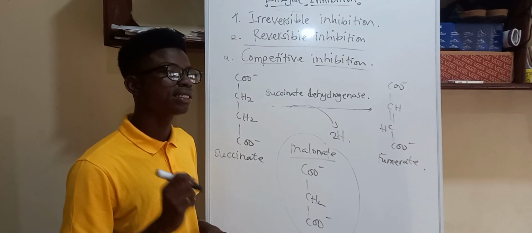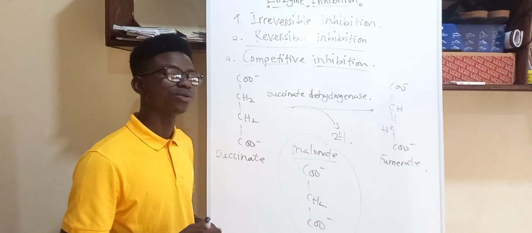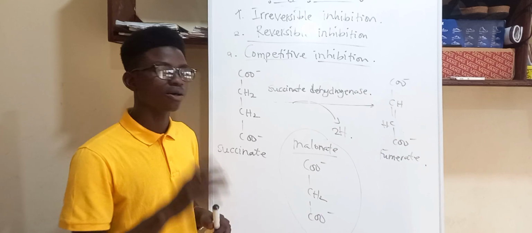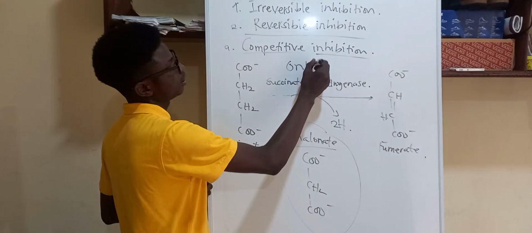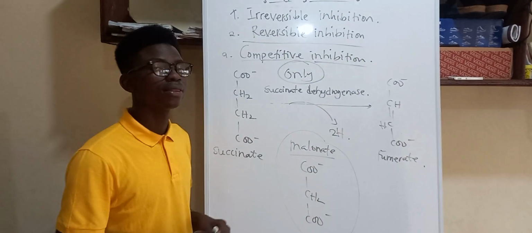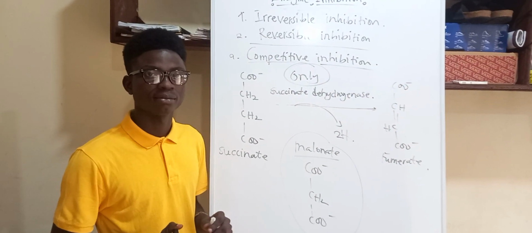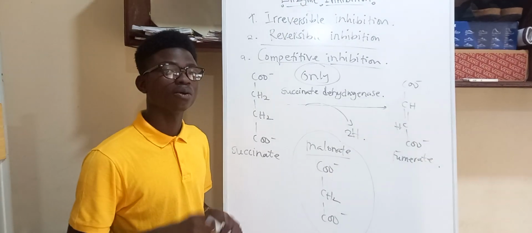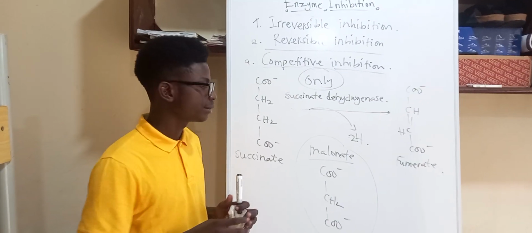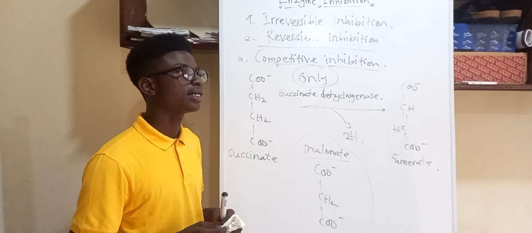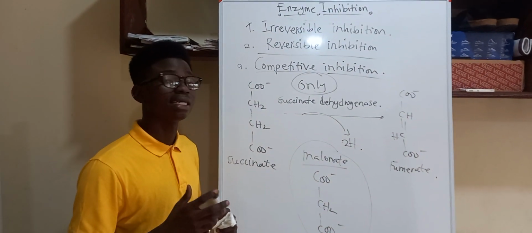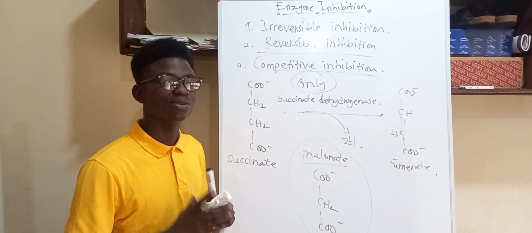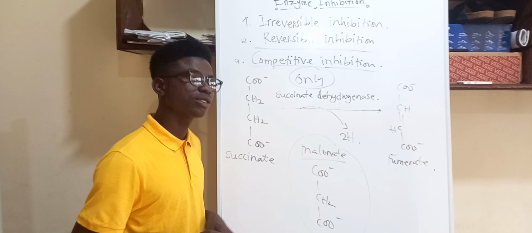Now, one of the main things I want you to pay attention to here, or to remember under the competitive inhibitor, is that the competitive inhibitors only bind with the free enzyme. As we proceed, you will understand what I mean by that. So what I actually mean is that the competitive inhibitors in the reaction will bind when there is free enzyme, not when there is a complex between the enzyme and the substrate.